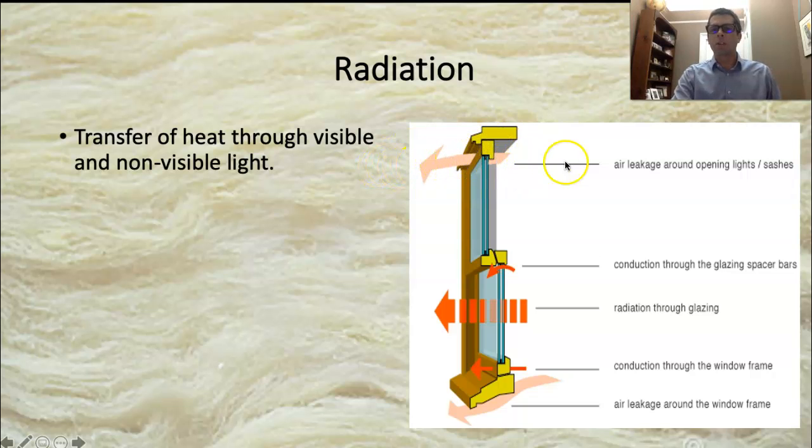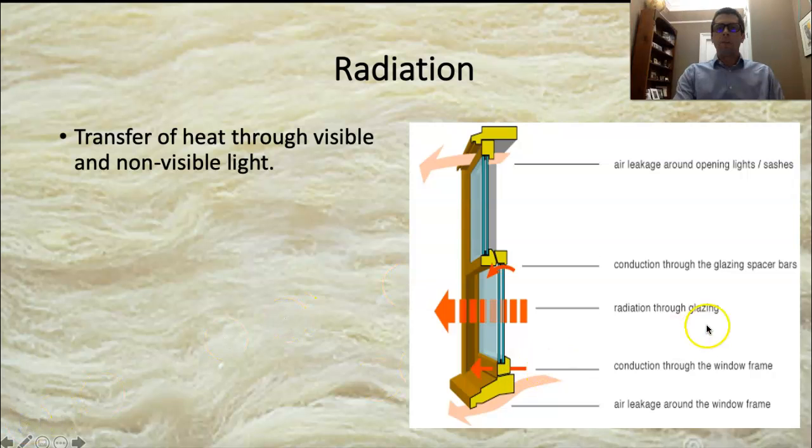Maybe this window's poorly sealed and we've got air leakage up here, okay? We're going to have conduction through the frame itself, and then we're going to have conduction to the glass, and then it's going to conduct through the glazing spacer bars, okay? So the way this insulated glass is conducted is there's two pieces of glass, and there's spacing bars all the way around it, and then remember, it's filled with some sort of gas, but it will conduct around those spacing bars.